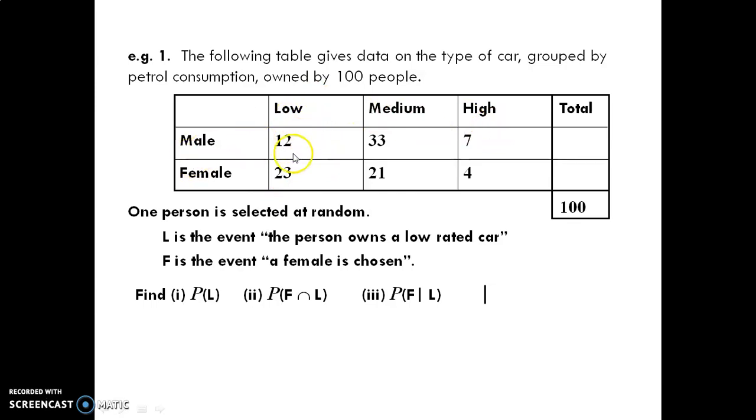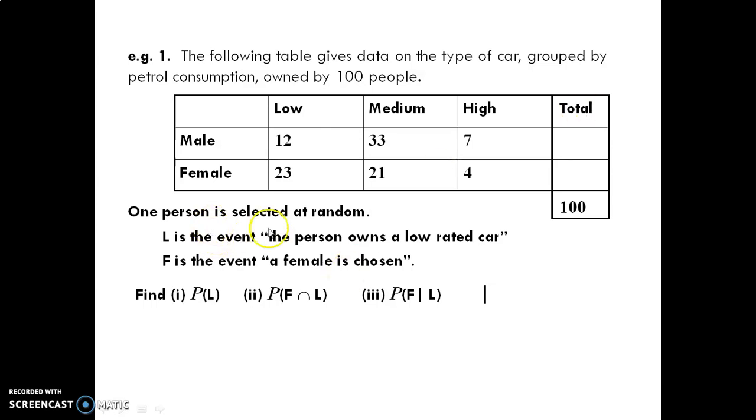For male, low petrol consumption is 12, medium is 33 and high is 7. In case of female, low is 23, medium is 21 and high is 4.